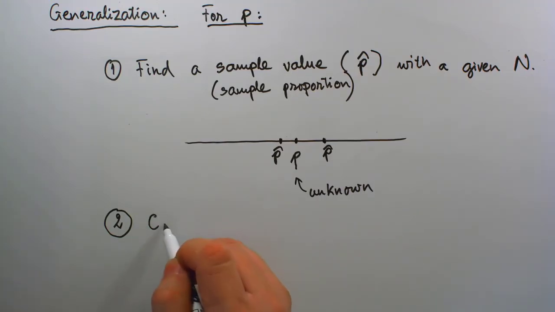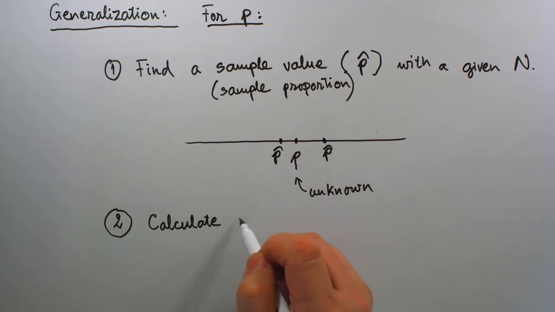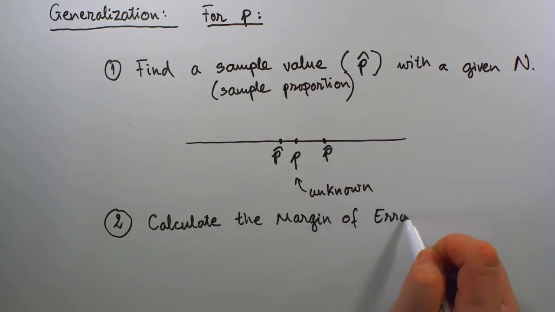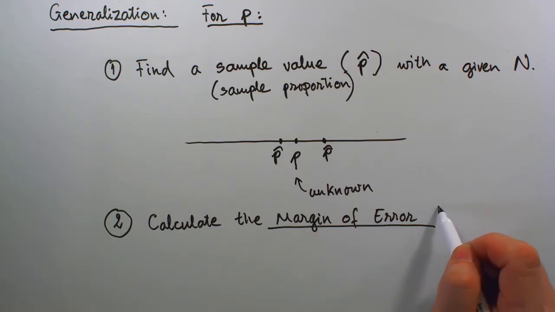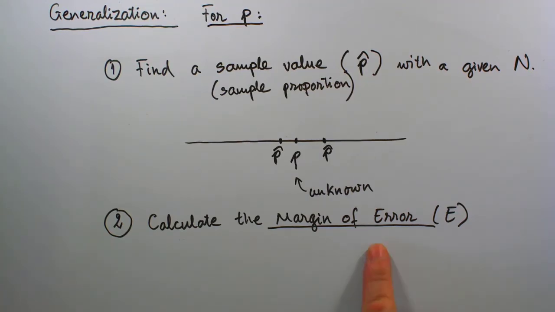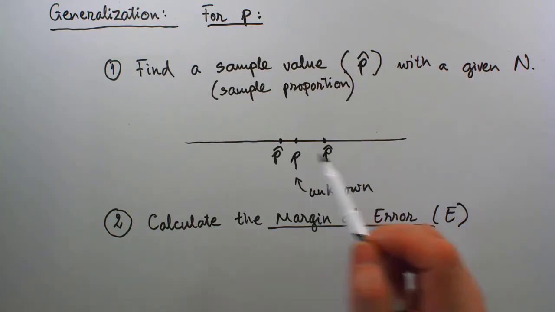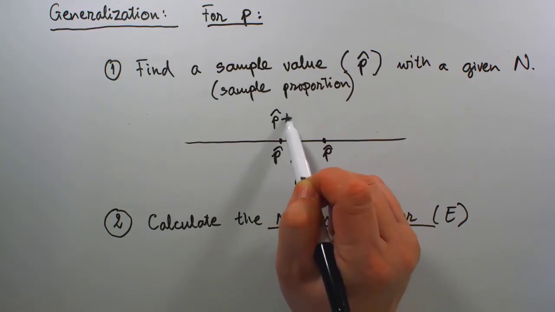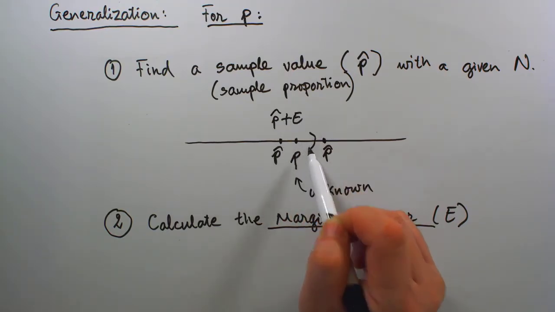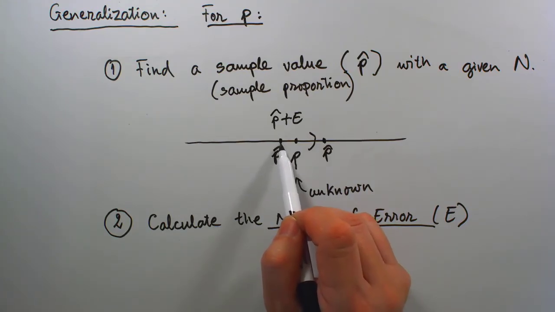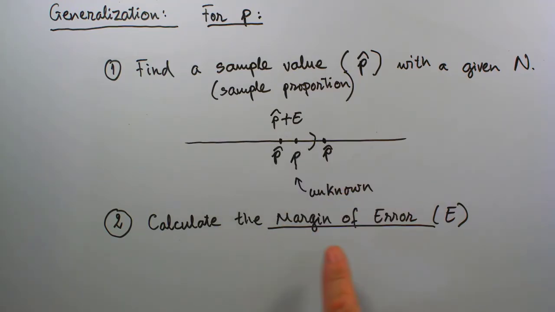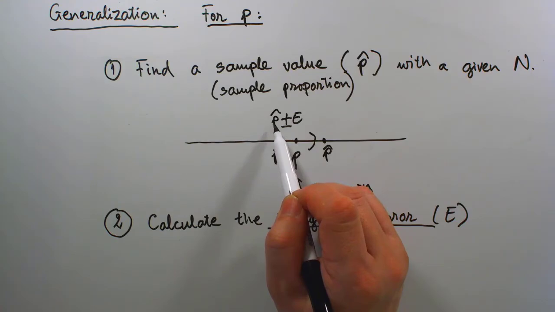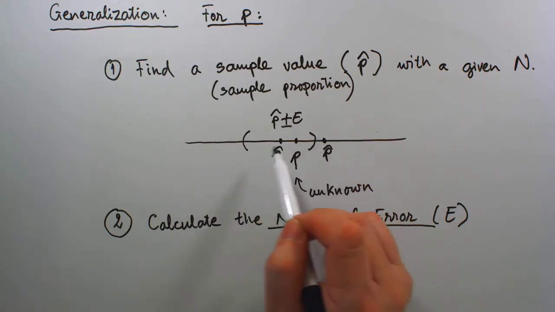The next step now is to calculate the margin of error. Again, the margin of error has the symbol capital letter E. What exactly is it, and what do we do with it? The margin of error is how much we are allowed to add to our sample proportion to produce the higher end of the interval, taking p hat as the center of the interval. Then, once we have calculated our margin of error, we subtract the same margin of error from the center p hat value to produce the low end. And that's how we complete our confidence interval.